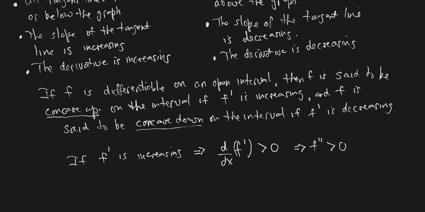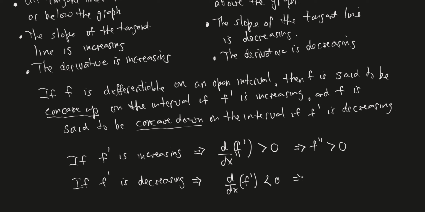And that's the connection between, now we already have a connection between concavity and a derivative, but now we've related it to where the second derivative is positive, right? And then similarly, if f prime is decreasing, then that means the derivative of f prime must be negative. Right?